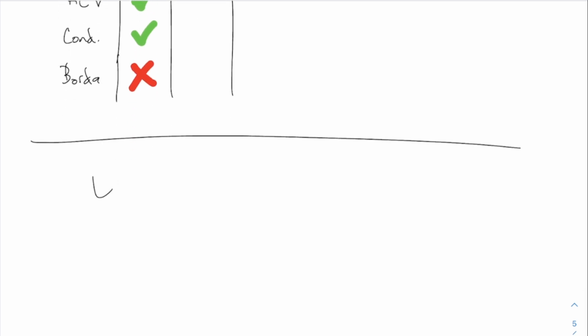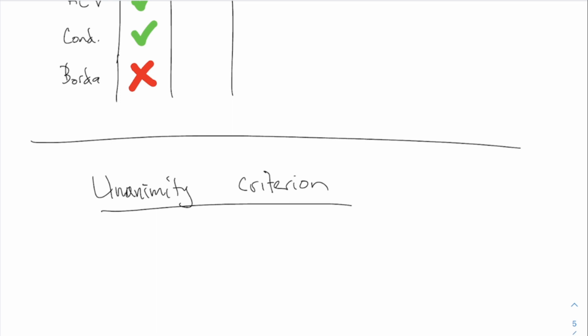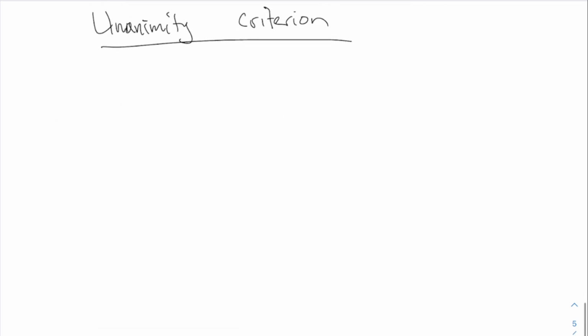Let's talk about that next. The unanimity criterion. Is it possible for a voting system to not fulfill this? It is, yeah. Although I have to say technically exactly what I mean by unanimity. If a system doesn't satisfy unanimity, then to me that's a major red flag, because the unanimity criterion is a very low bar. A good system ought to satisfy this property. So here's what the unanimity criterion says.